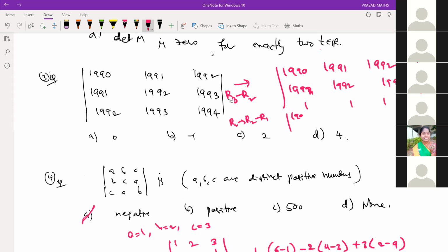So therefore 1990, there is no problem with the first row. This is what actually 1, 1, 1, 1, 1, 1. Two rows are identical, 0. It looks like a big problem, but once you apply the row operation, it becomes a different, simple problem.